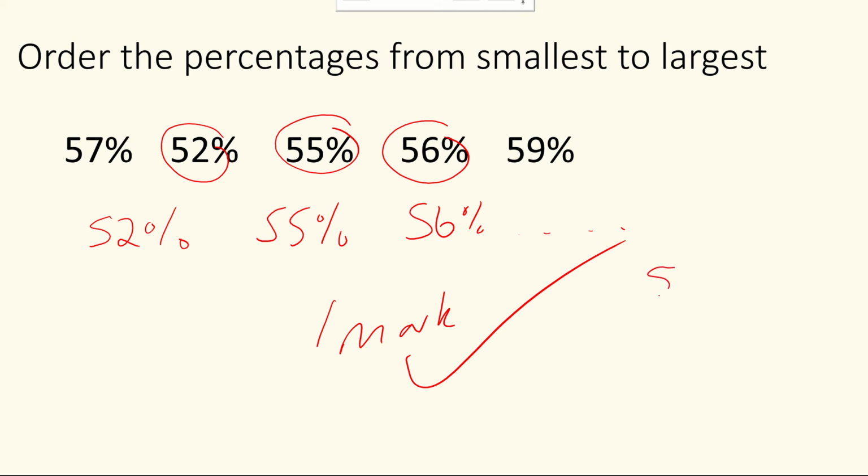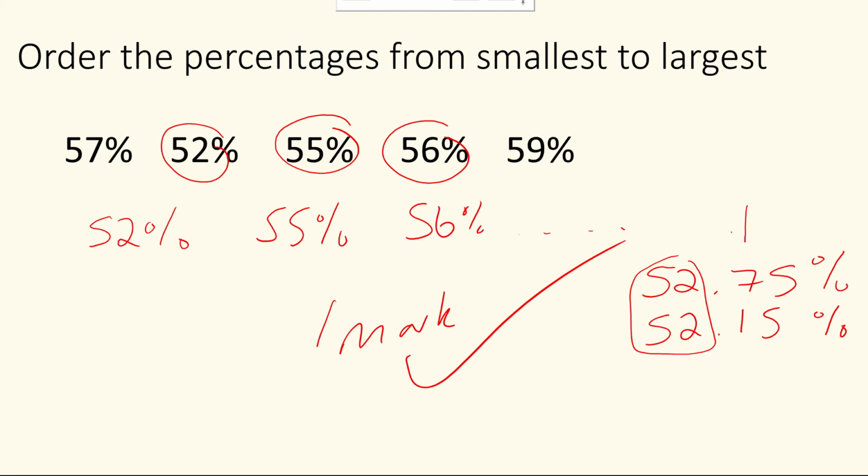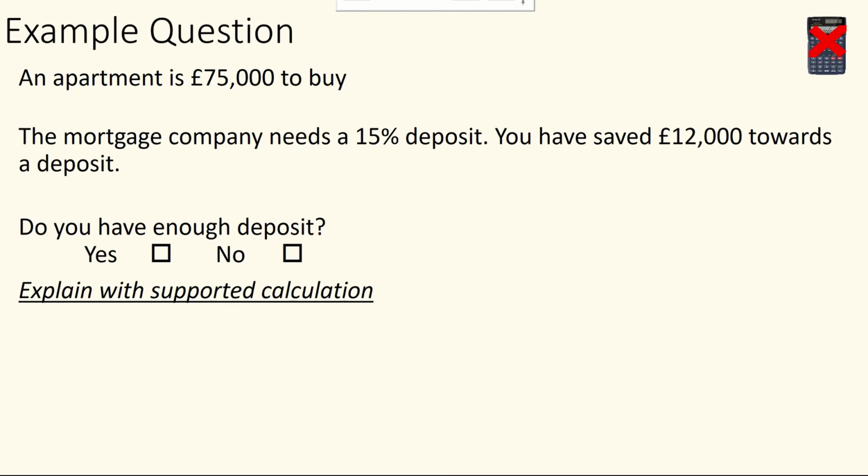At level 2, they might be a bit more difficult. So for example, let's say you've got 52.75 and 52.15%. If I was going to order those from smallest to largest, well, these numbers are the same, but in this column here, this one is smaller, so this bottom number would come first. Let's move on to a question.